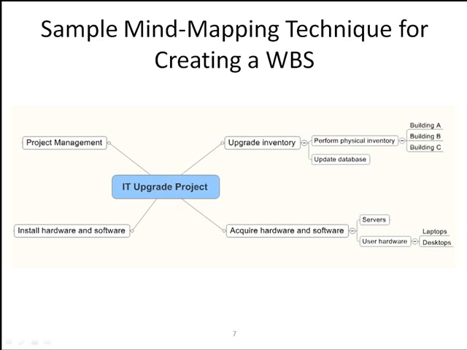In this case, we have an IT upgrade project. The arm that's radiating out from the top right is called upgrade inventory. Upgrade inventory was considered a major category of work, and as that is drilled down, it needed to perform a physical inventory and then update database. Within perform physical inventory, it was drilled down into 3 buildings.